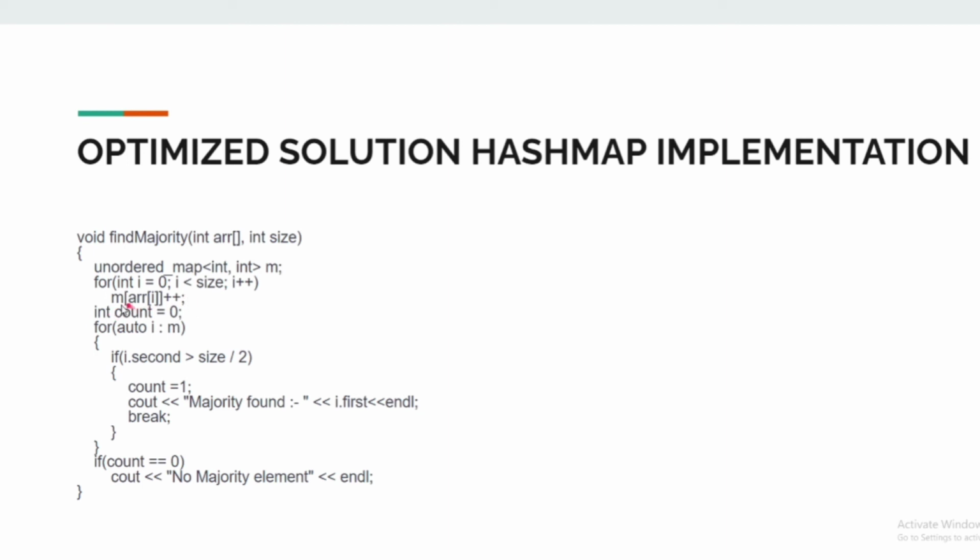Then we will create a variable count. This count is like a flag variable. If it is 0, that means we haven't found any majority element. And if it is 1, then we have a majority element. So this is basically a Boolean flag variable.